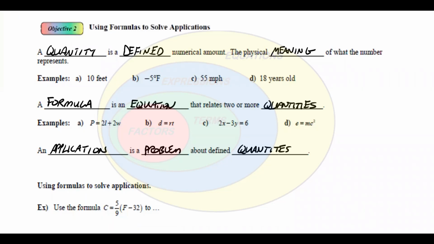In Objective 2, we're using formulas to solve applications. So I want to go through some definitions here. A quantity is a defined numerical amount, the physical meaning of what the number represents. So again, we have these numbers, but every one of them has attached units to it, like 10 feet. It's not just the number 10, it actually has some meaning to it, what it actually represents.